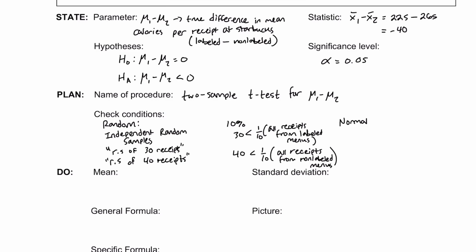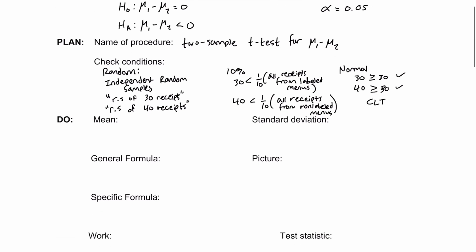For the normal condition, we were not told that our populations were normal, so that means we rely on CLT. In this case, 30 is greater than or equal to 30, so that checks out, as is 40. 40 is greater than or equal to 30. So therefore, the sampling distributions of these two different samples are approximately normal by CLT.